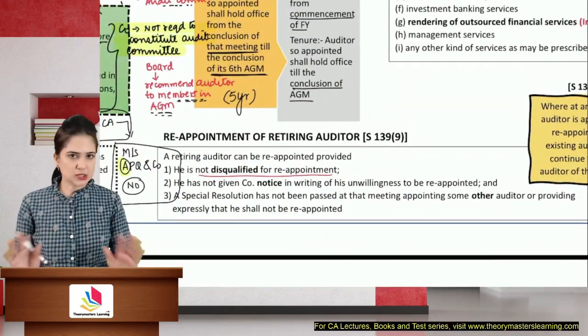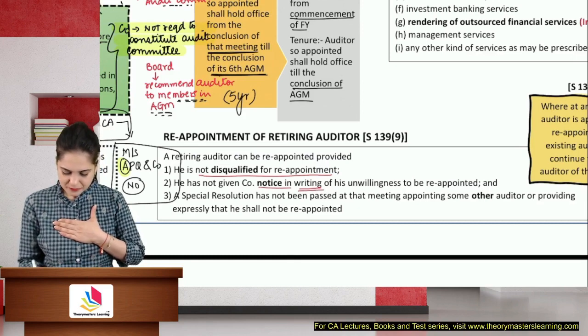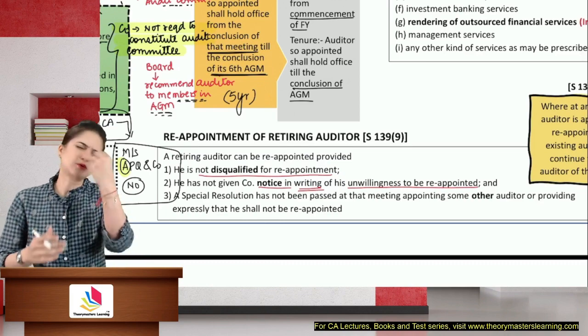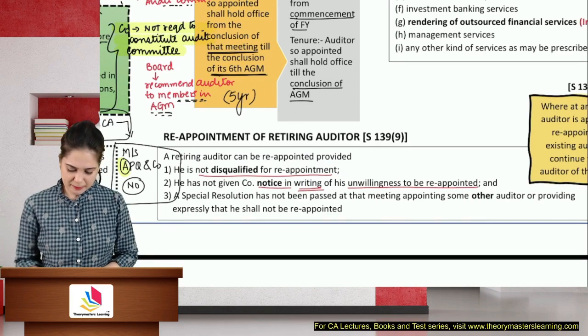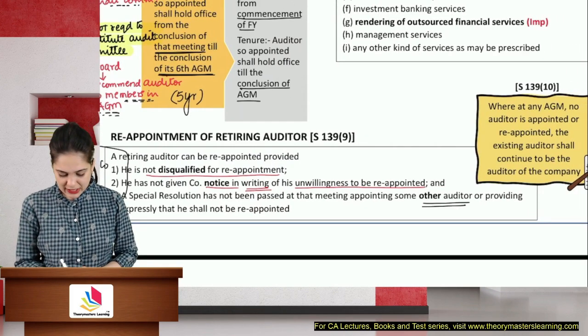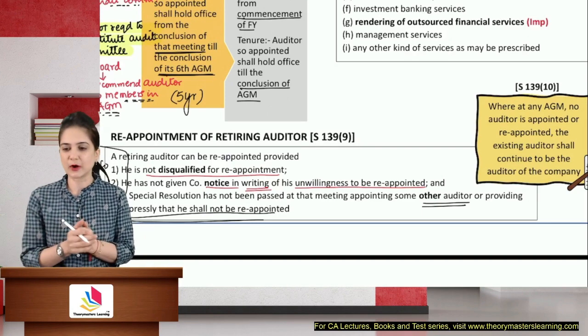So if he is not disqualified, or if he has not given a notice in writing of his unwillingness to be reappointed, he should not say that no, I don't want to be reappointed, and a special resolution has not been passed at the meeting appointing some other auditor or providing expressly that he shall not be appointed. They both actually mean the same. Let us discuss it now.